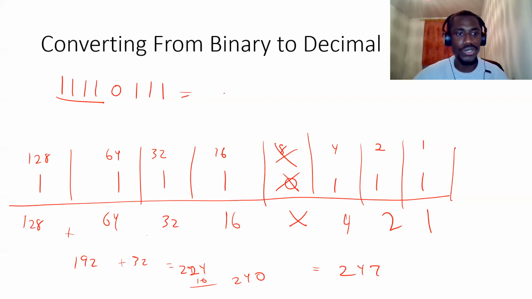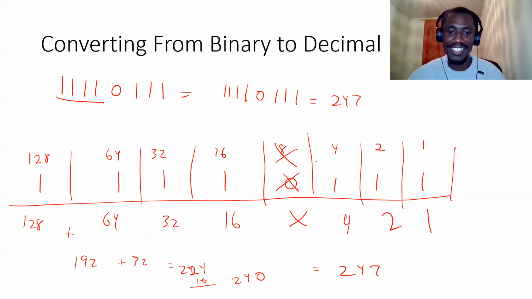So we can say for sure that 11110111 is equal to 247. You can work that out and tell me if I'm wrong. I'll take that in good faith. So 128 plus 64 is 192, 224, 240, 244, 246, 247. I'm very certain that this answer should be right.